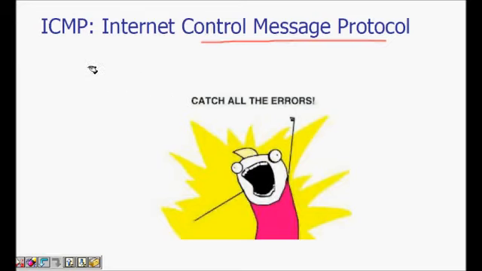For example, let's say we are sending a packet to some destination. What happens if the router cannot send that packet? Then it will send an error message saying that it could not deliver that message to the destination. So let's try to see.